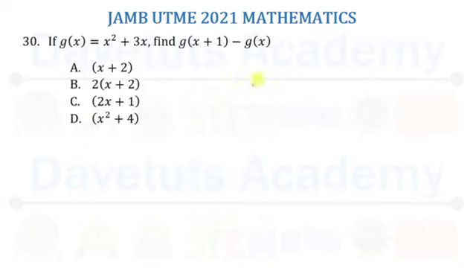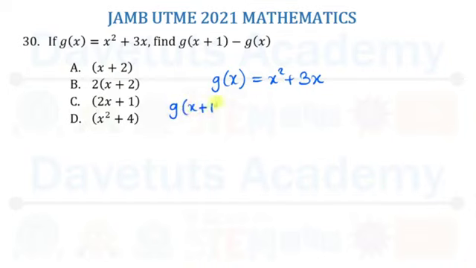Okay, in this question on binary operations, we are told that G of X is defined as X squared plus 3x, and then we have to find G of X plus 1 minus G of X. So this is what we need to find out.